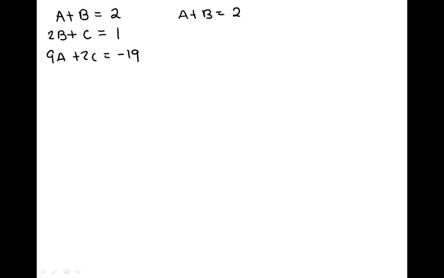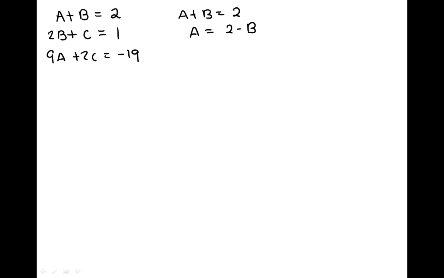Okay, so I have a plus b equals 2. I have 2b plus c equals 1. And I have 9a plus 2c equals negative 19. Now, what I'm going to do on the first one is go ahead and just take a plus b equals 2 and solve for a. So if I subtract b on both sides, that means that a is equal to 2 minus b.